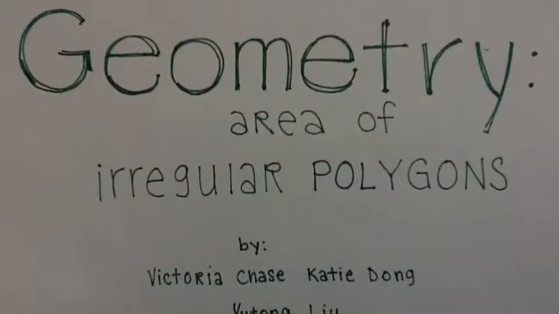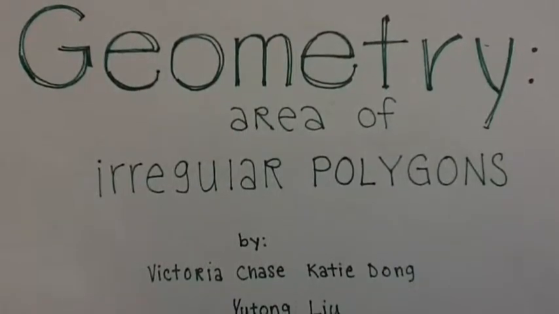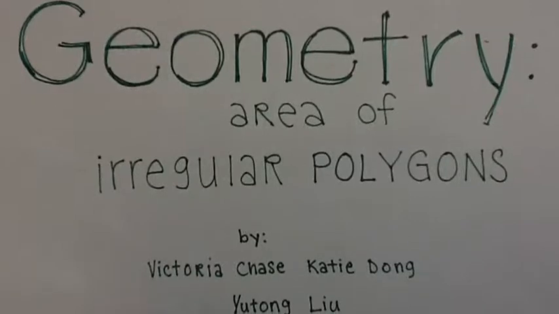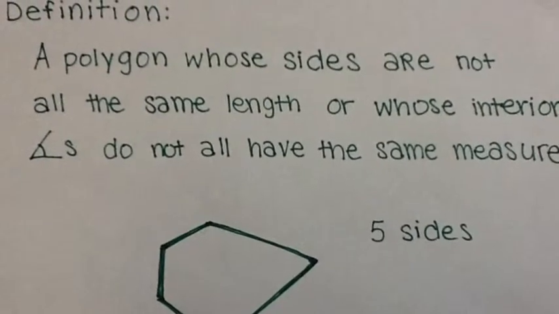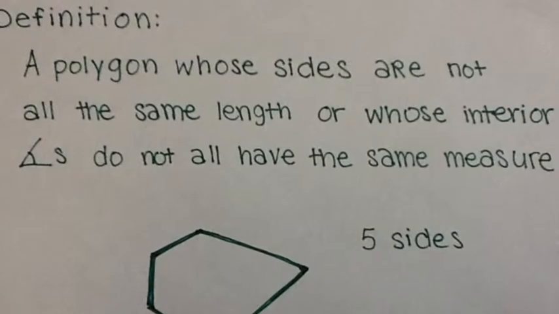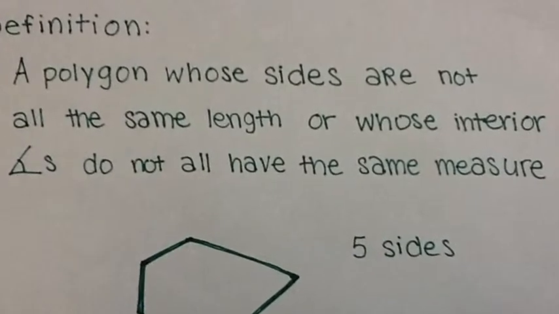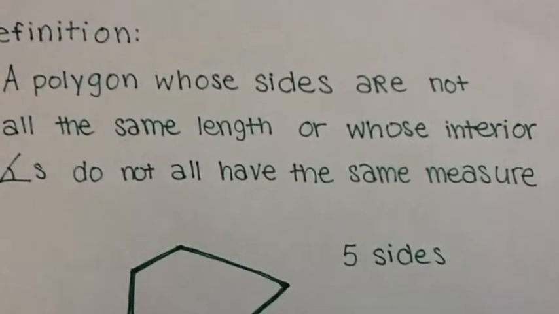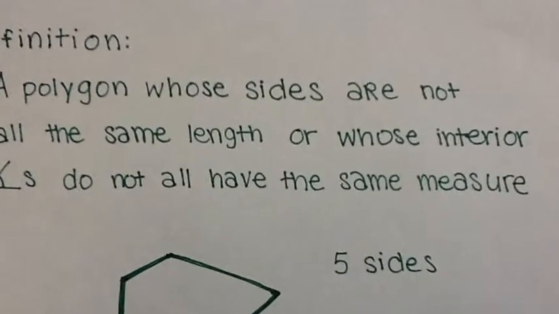Hello and welcome. Today in geometry, we're going to learn about the areas of irregular polygons. And you may be wondering, what is an irregular polygon? An irregular polygon is a polygon whose sides are not all the same length or whose interior angles do not all have the same measure.